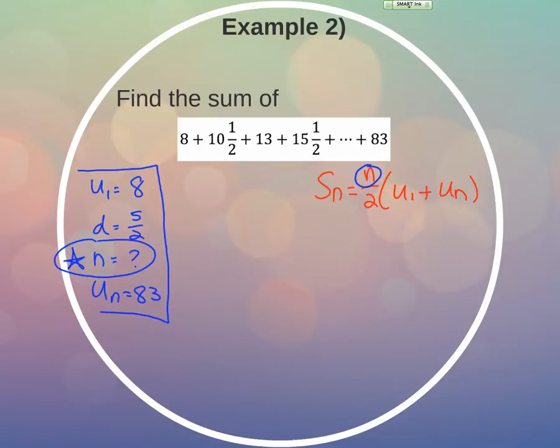But in order to find n, I'm going to have to use the formula that we originally learned, which was u_n equals u_1 plus n minus 1 times the common difference. So I'm going to use this first to find n, and then I can use my formula to find the sum, the series formula. If I plug this stuff in, I've got 83 equals 8 plus n minus 1 times 5 halves.